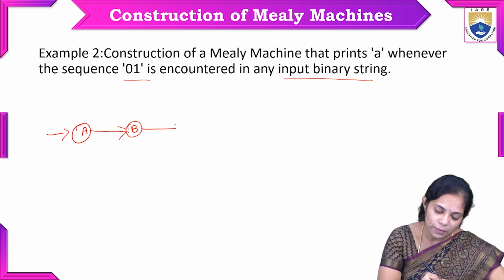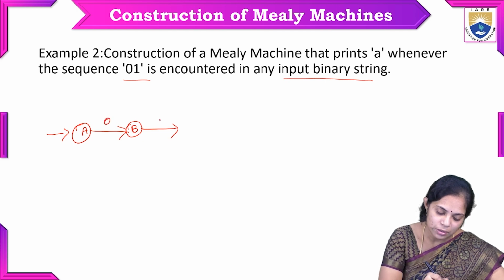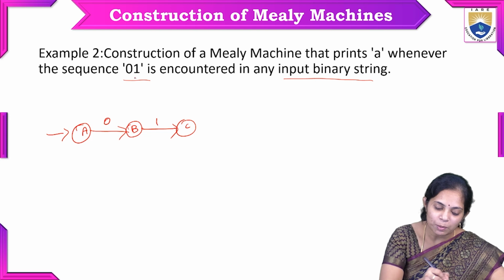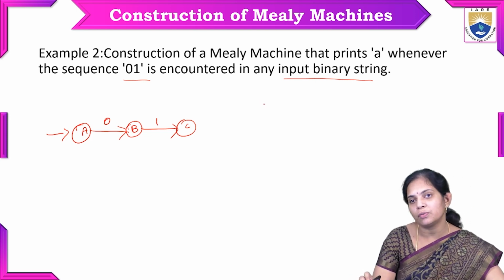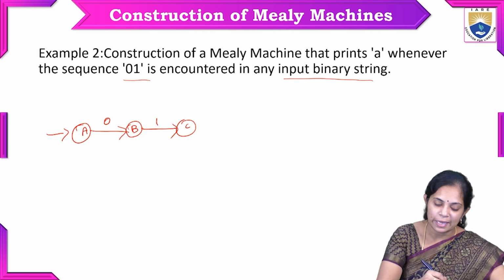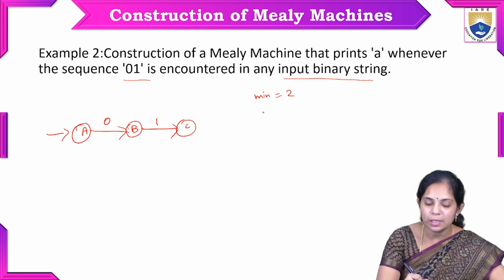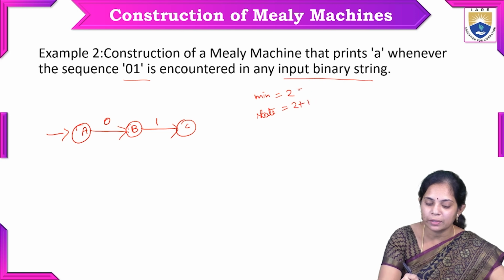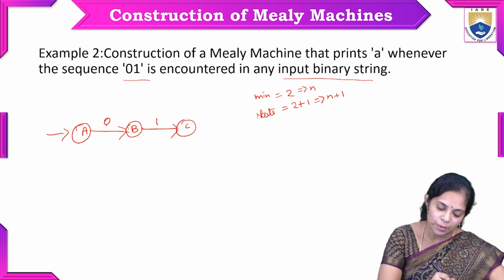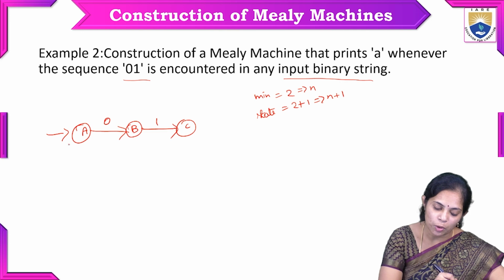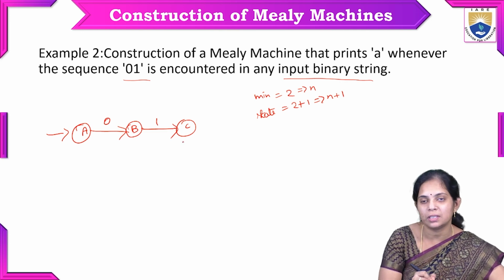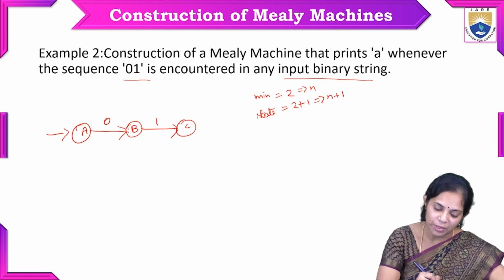So here I am constructing a DFA for this 01. As we already discussed, when constructing an NFA or DFA, we have to find the minimum length. Here the minimum length of the string is 2. How many states do we require for this one? 2 plus 1. If it is n symbols, then n plus 1 states are required here. So the minimum length 01 is 2, and we require 3 states. We are taking the 3 states and we will minimize this DFA.